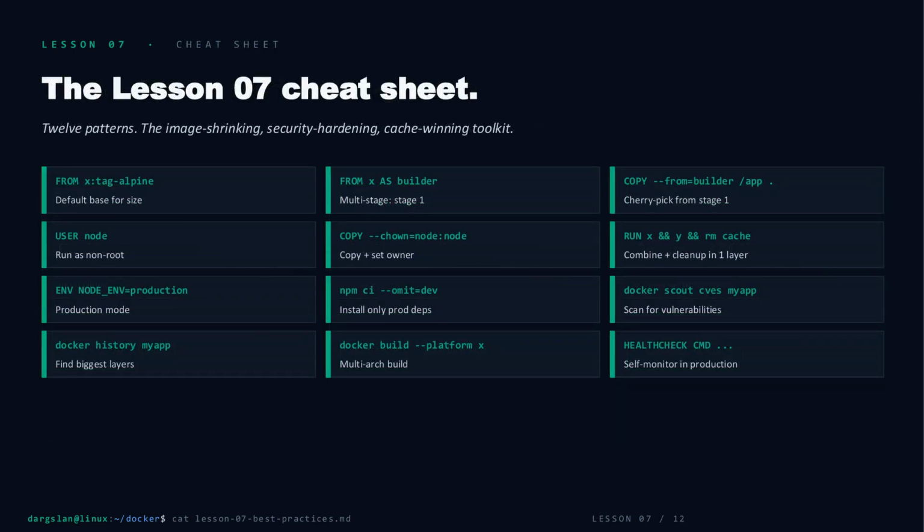Here's everything from this lesson on a single page. Pin it next to your monitor. The left column shrinks your image: Alpine base, non-root user, production ENV, and history to hunt down bloat. The middle column is the multi-stage workflow plus dev dependency pruning and multi-arch builds. The right column is your security and ops layer: cherry-picking artifacts, collapsing RUN commands, scanning for CVEs, and adding a health check. 12 patterns. That's the difference between a dev image and a production-grade one.